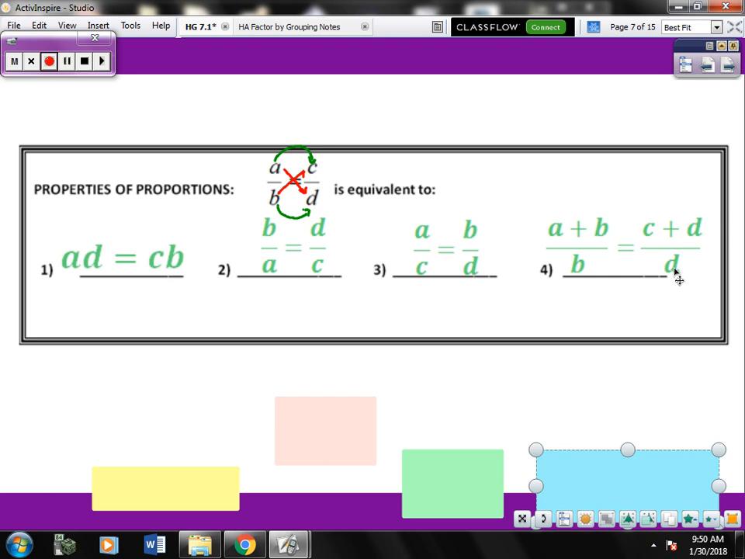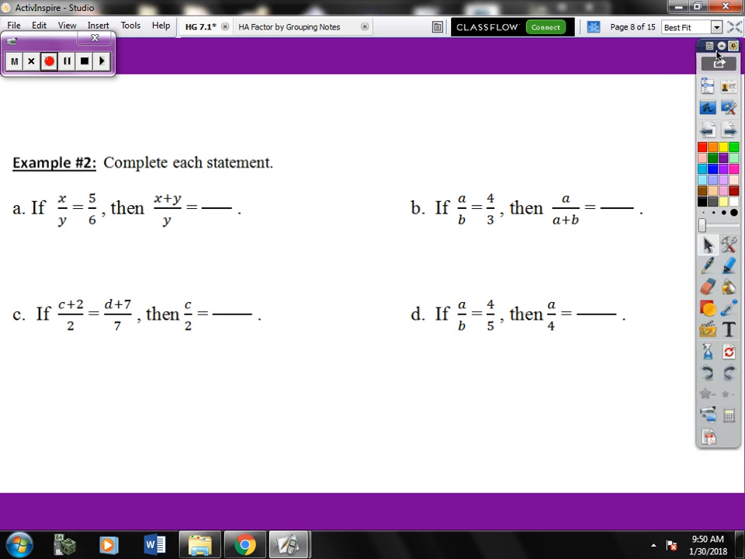So the bottoms ask us to complete each statement based on the given, and they're in conditional form. If something, then something. So you're basically just following the pattern of what is going on. So if x divided by y is equal to 5 over 6, you can actually let x equal 5 and y equal 6. That might be the easiest way to think of it. If x equals 5, then y equals 6.